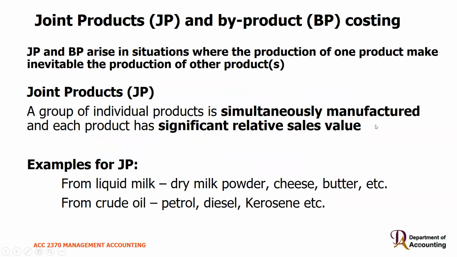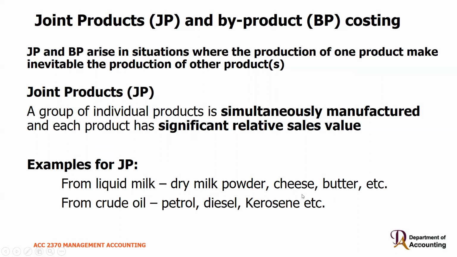Simultaneously manufactured. And all these joint products have significant relative sales value. Significant sales values will be there for joint products. Now, what are the examples? When you process liquid milk, that is the input. When you process liquid milk, you can get dry milk powder, you can get cheese, you can get butter. Likewise, all these are joint products.